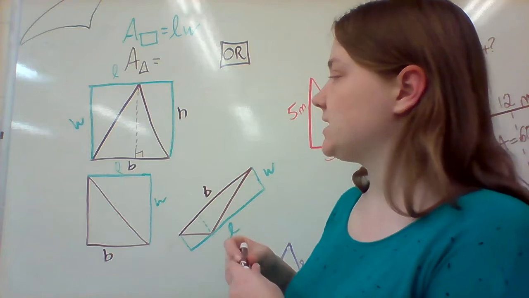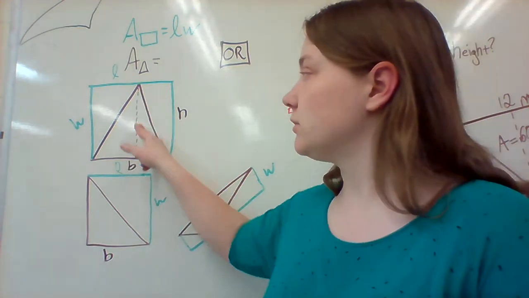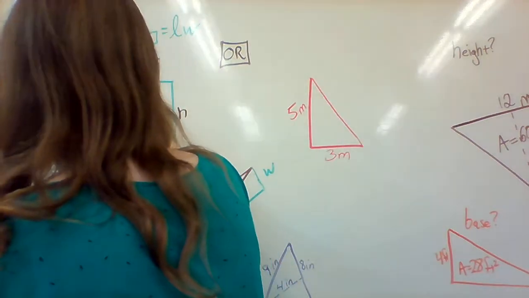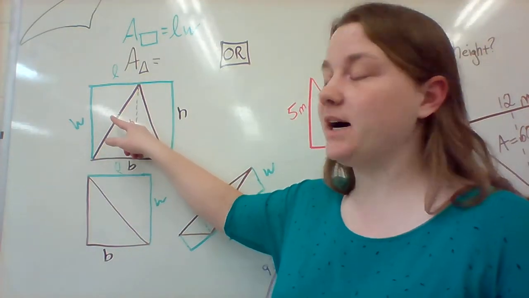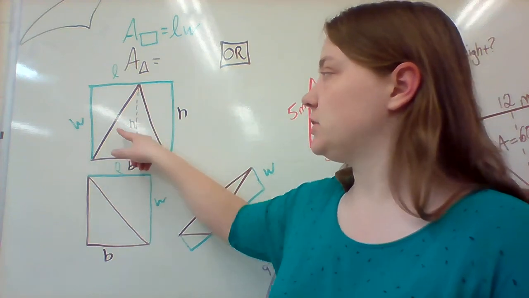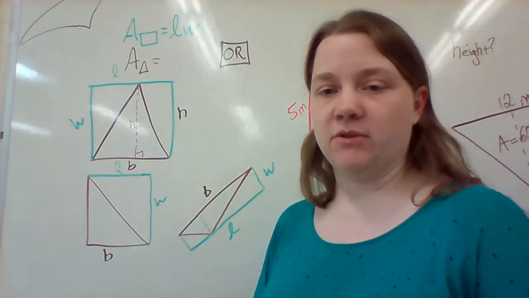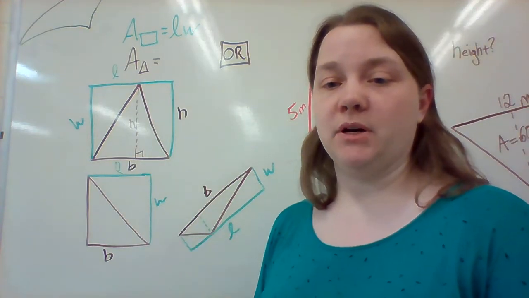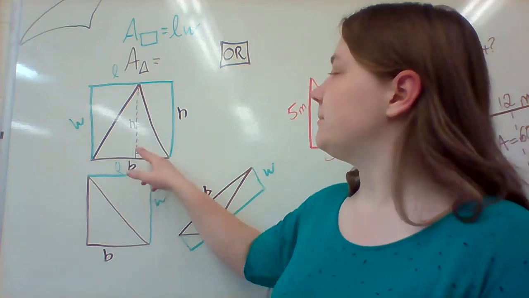So if I choose this side to be my base, my height should be perpendicular to my base. So I can't use this side for the base unless the height is perpendicular to it, going from the base all the way up to the far tip of the triangle. So I have base and height.